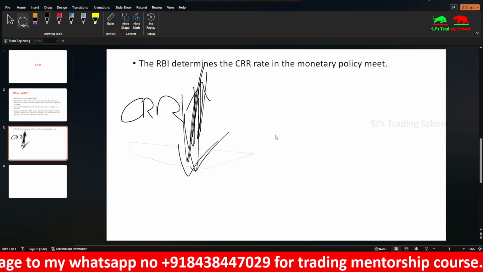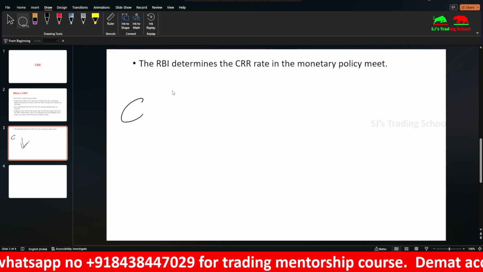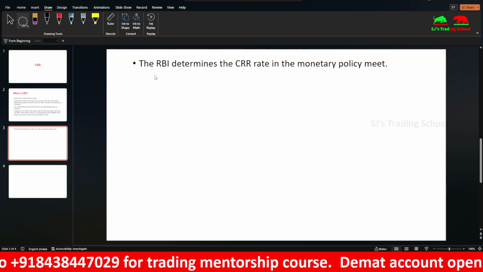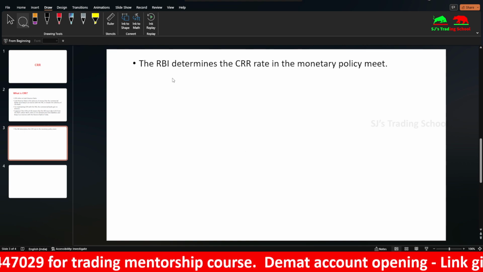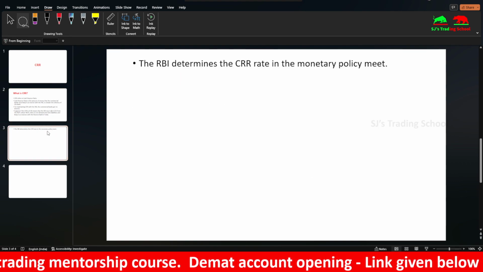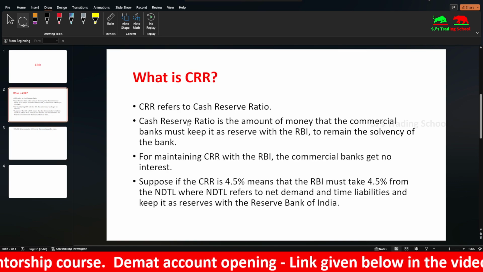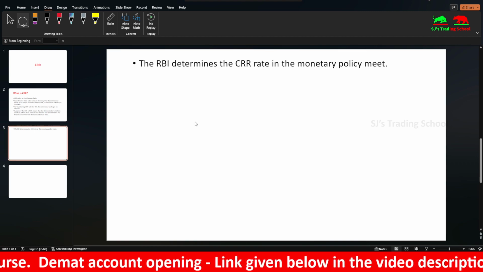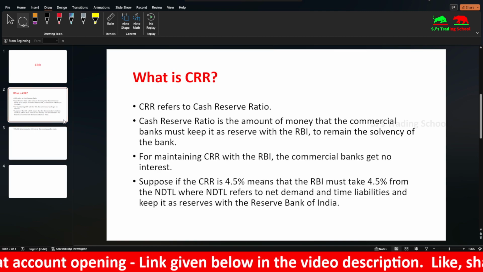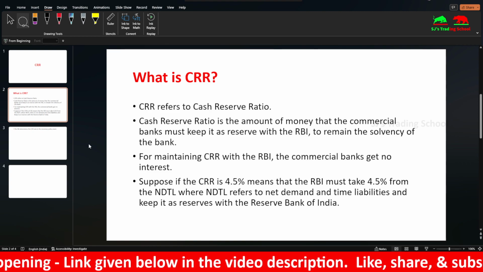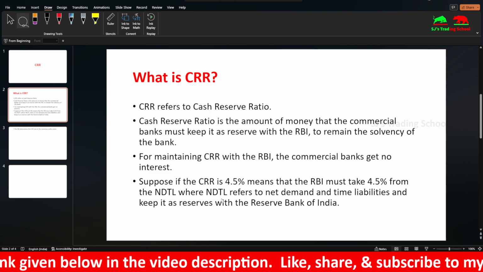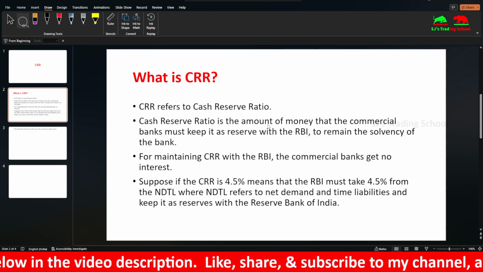So this is how deflation, inflation and the money supply are controlled by altering the CRR rates. So this is what CRR means. In my next video, I'll explain about SLR, that is the statutory liquidity ratio. I hope you have got a good clarification about what CRR and NDTL are. I'll also bring a specific video regarding the NDTL, net demand and time liabilities.